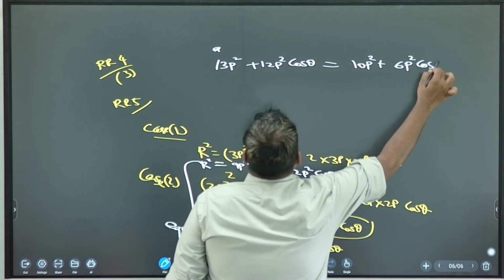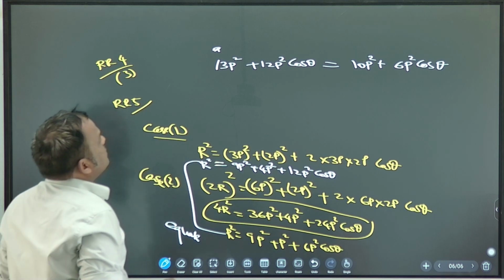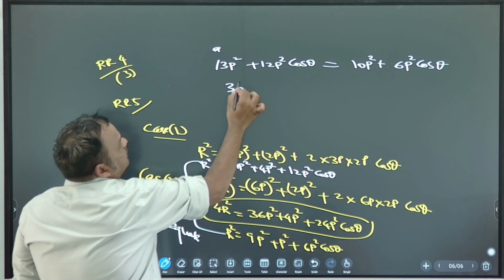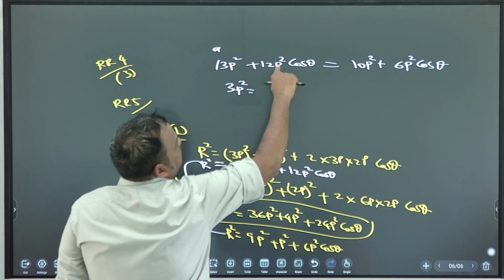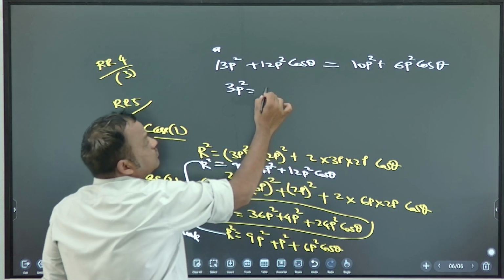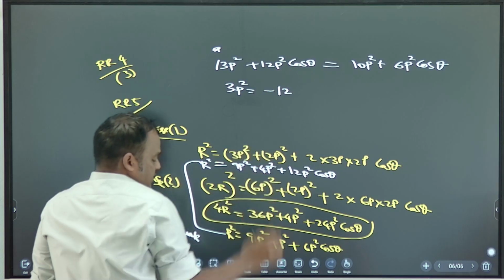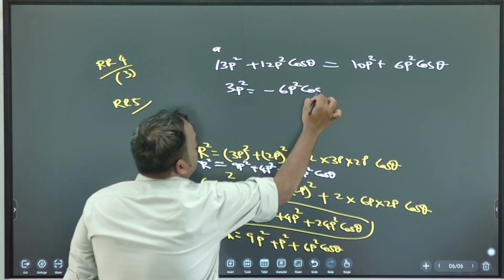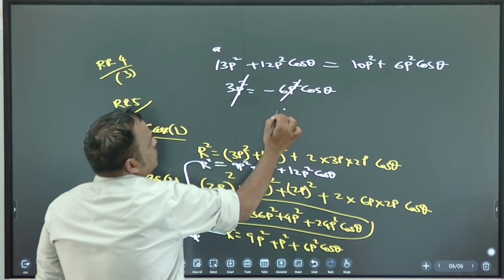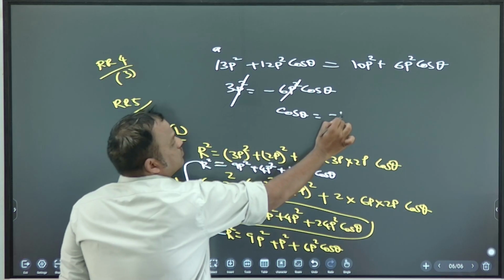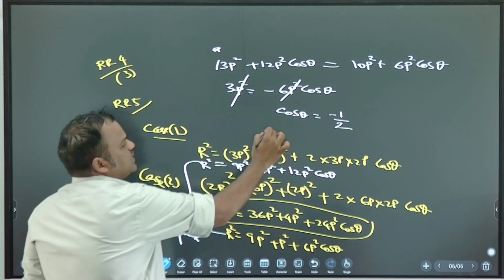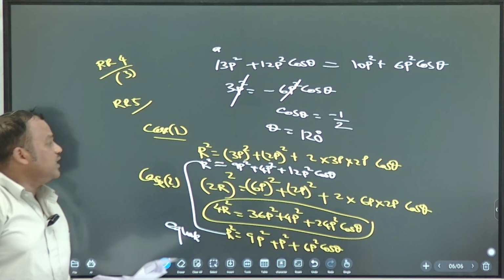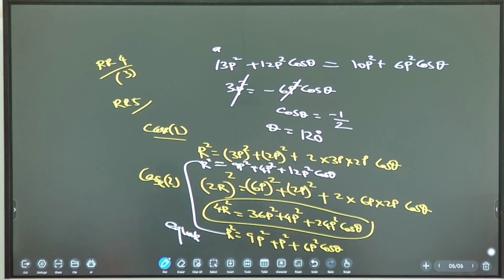Good. Now, can we cancel? No, we cannot cancel. 13 minus 10, 3. 3P square is equal to... take 12P square to the right side. 6 minus 12, minus 6P square. Yes. So P square cancels. So what is cos theta? Correct. Good. So what is theta? 120 degree. Very good. 120 degree. Note down. Very important, this type of questions. Okay.